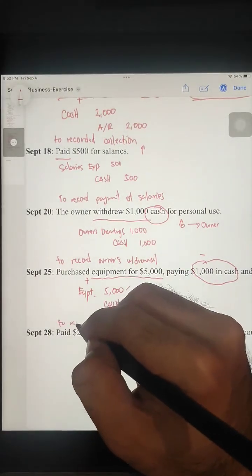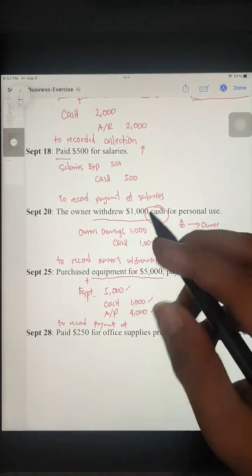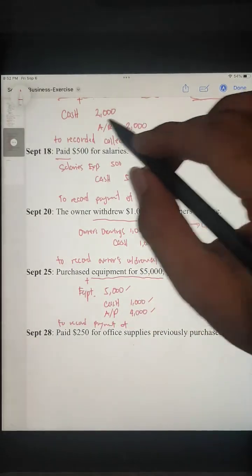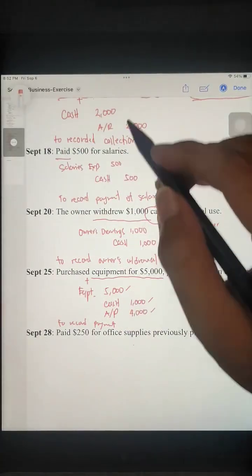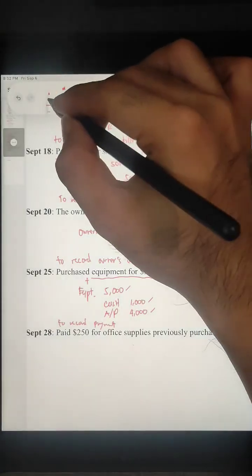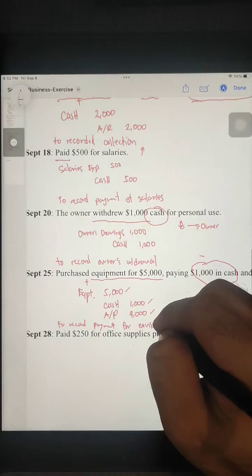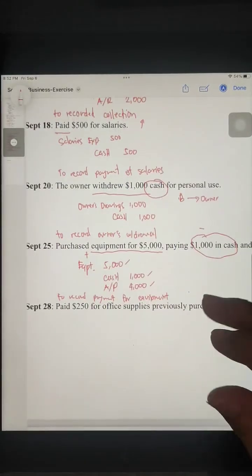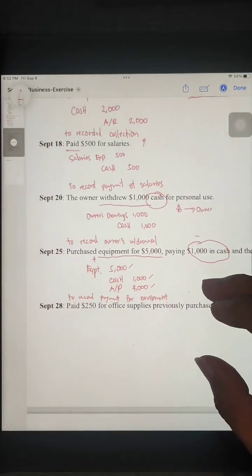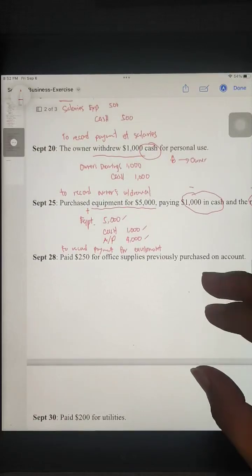So, to record payment for equipment. Hindi, to record purchase of equipment pala. Nevertheless, let's just stick with this one. And then, okay, last two more transactions.